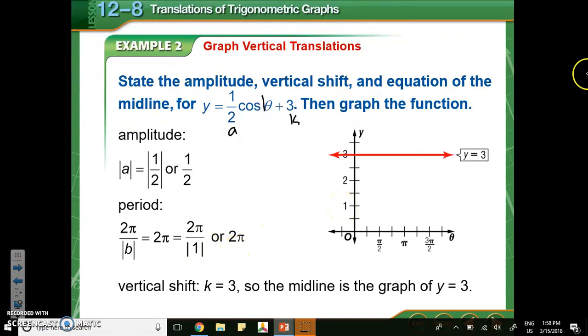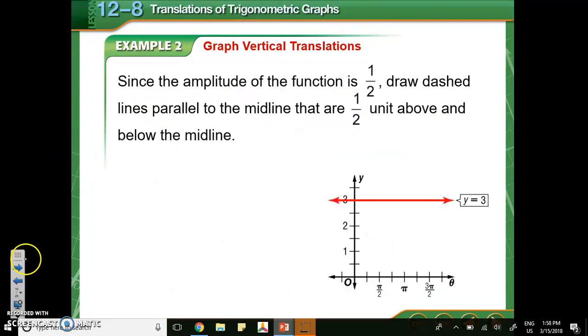So if I'm going to graph this, I'm going to start by drawing in my midline. Since I'm moving up 3 units, I'm going to draw in y equals 3, that horizontal midline. It will help me get my graph as accurate as possible. Since the amplitude is 1/2, a good strategy is to draw in dotted lines for my amplitude parallel to the midline. So this is 1/2 a unit above and 1/2 a unit below. So that's going to tell me, okay, my graph is just going to oscillate between those two lines around this middle line, or the midline.